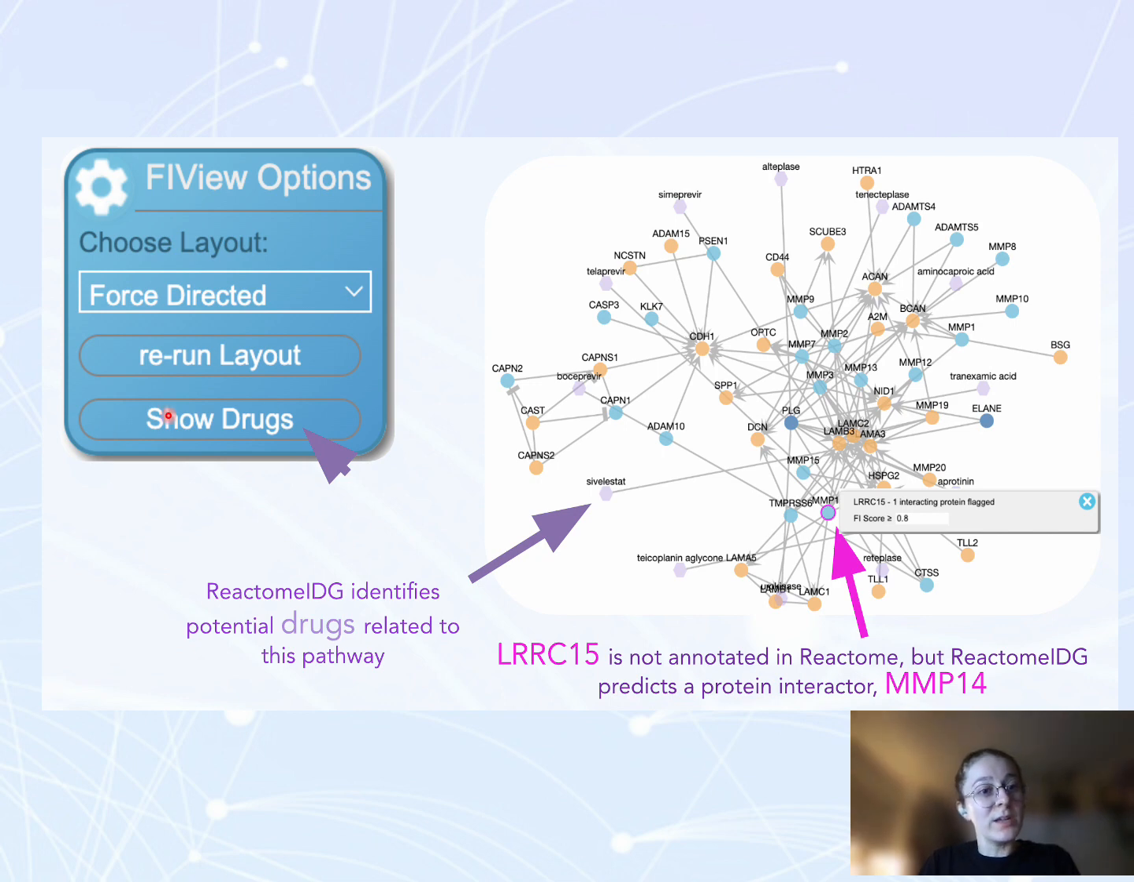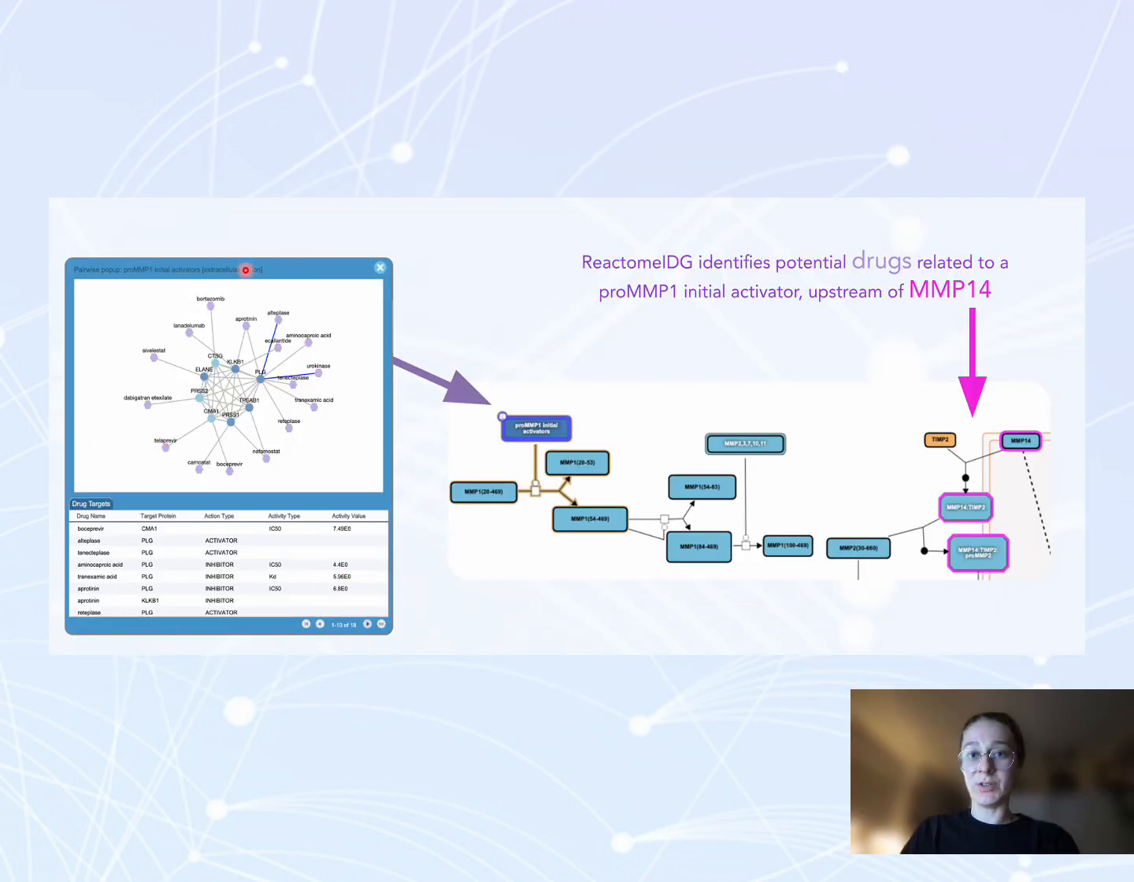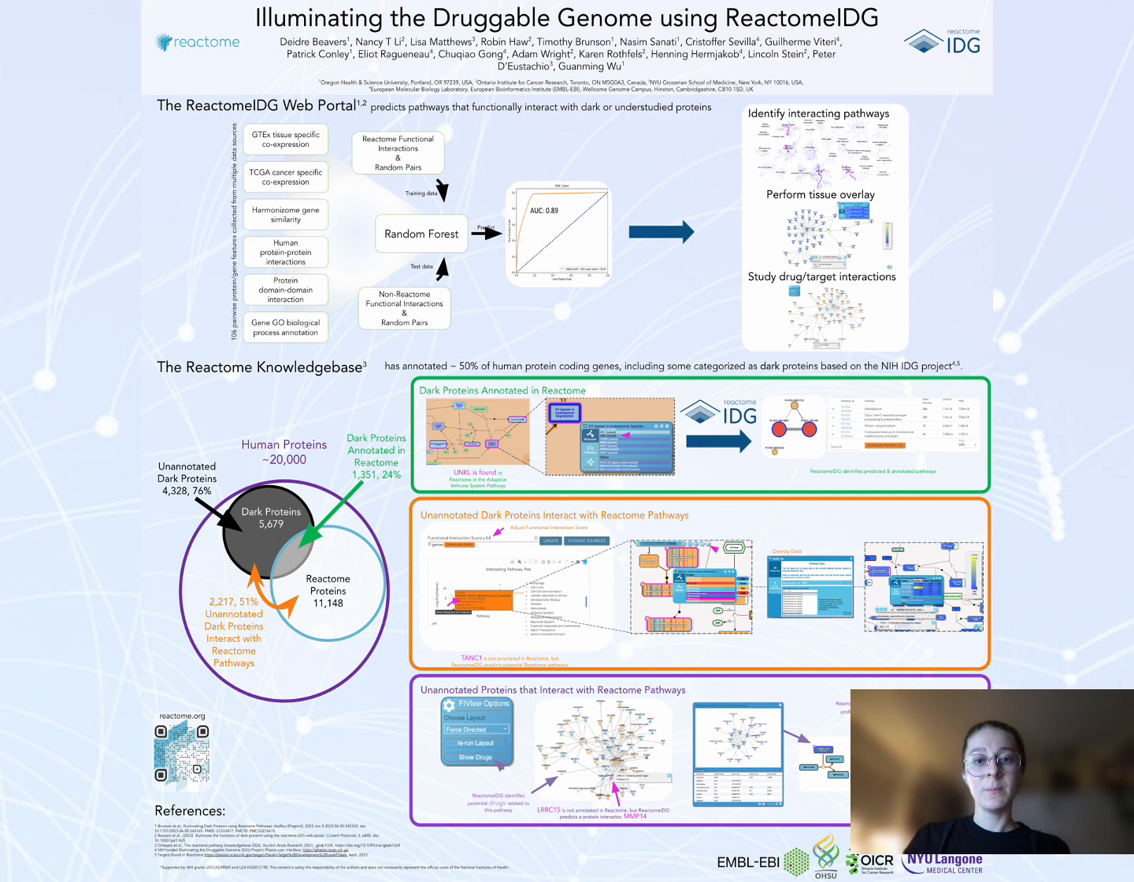The user can also explore drug targets by overlaying the drug targets here. Drugs are shown as purple hexagons and can be overlaid on the functional interaction map. In addition to the functional interaction view, a user can see how drugs are interacting with certain proteins in this diagram view. This is beneficial to the user because a drug may affect a protein more upstream or even have downstream effects.